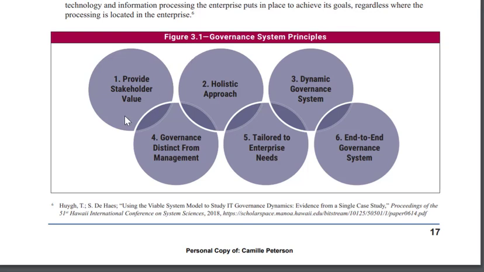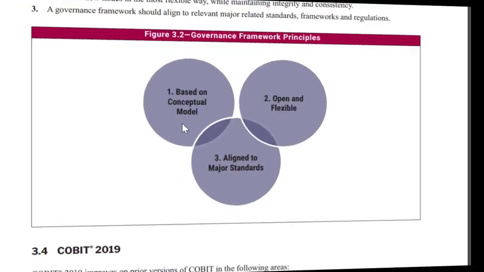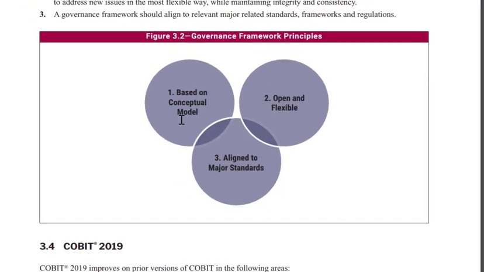As you read in your textbook, COBIT has 6 governance system principles. It needs to provide stakeholder value, it needs to be a holistic approach, it needs to be a dynamic governance system, there needs to be governance distinct from management, it needs to be tailored to the enterprise needs, and it needs to be an end-to-end governance system. It also needs to be based on a conceptual model. It needs to be open and flexible, as companies are very different from one another, and it needs to align to major standards, such as ITIL, ISO, all of the legal and regulatory requirements that are out there as well.